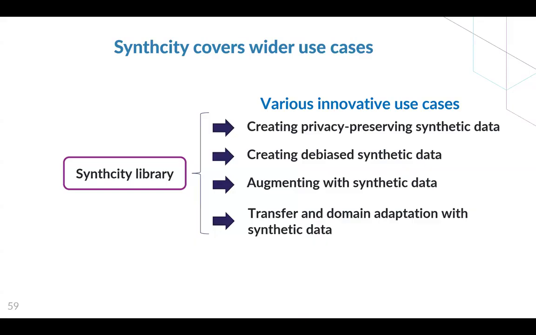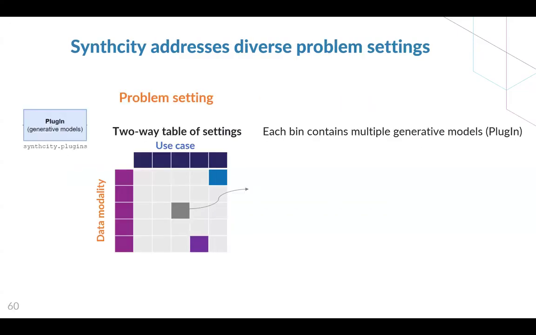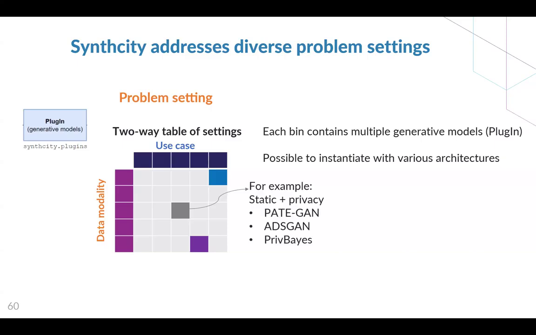In addition, SynCity also covers wide use cases. So far we've talked about privacy preservation, debiasing, augmentation, transfer, and domain adaptation. All of those are already supported in SynCity. And it can address diverse problem settings by combining data modality and use cases. So here we have these two-way maps where one axis corresponds to the type of data modality and the other axis corresponds to the specific use case or the additional requirements. For example, we want to generate private data from static observations. Then we can choose a list of models from the corresponding problem setting, and so on.